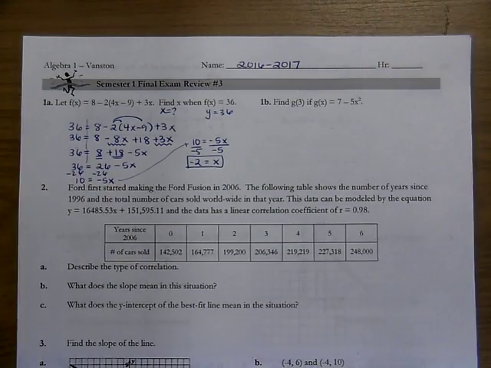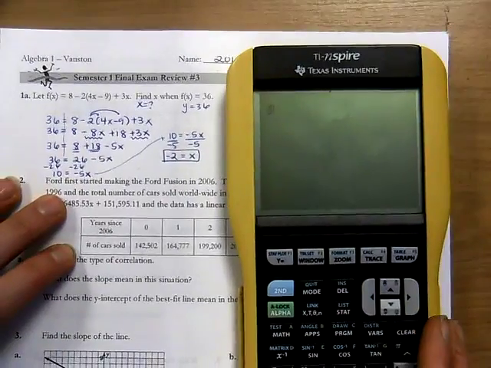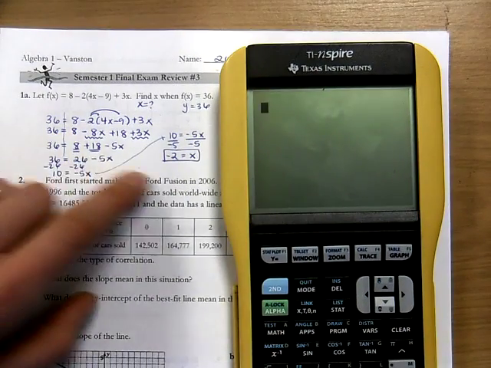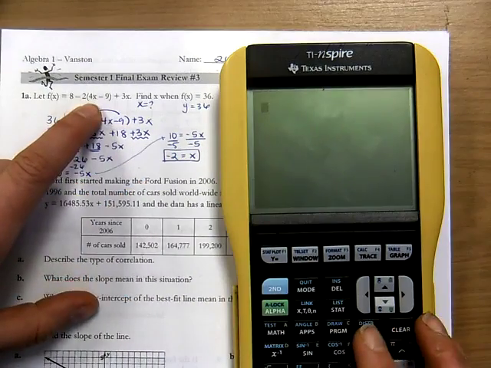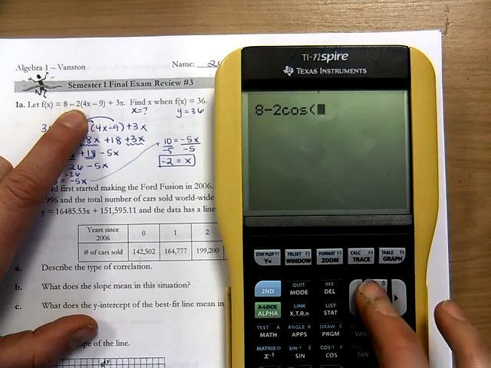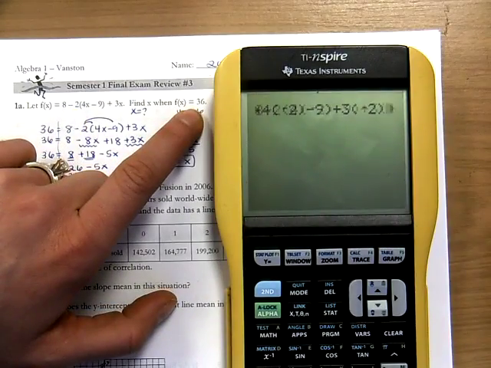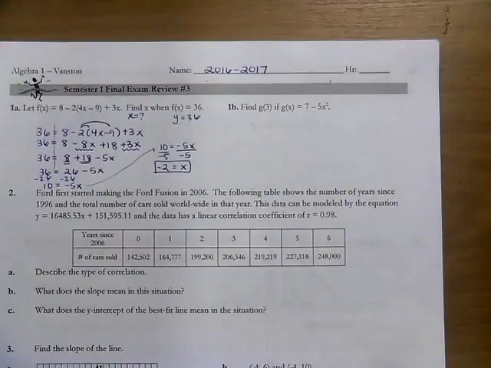Now, if I have a calculator, I can also check, not that I need a calculator, but it makes it faster to check. And I can see, if I substitute negative 2 in for x in the equation, do I get the right answer? So 8 minus 2 times 4 times negative 2 minus 9 plus 3 times negative 2. When I press enter, it should equal the output of 36. And it does, so I know I did this correctly.